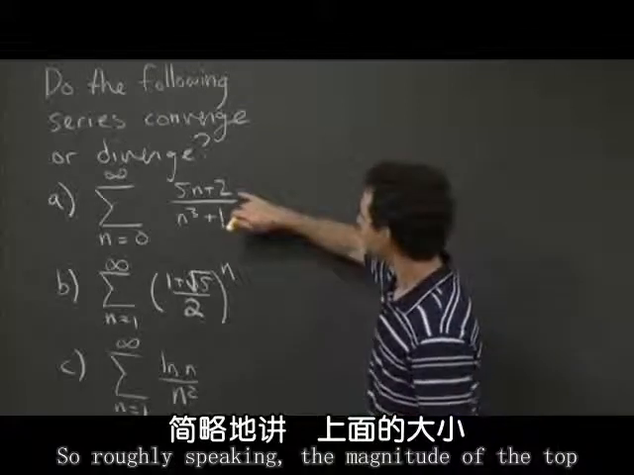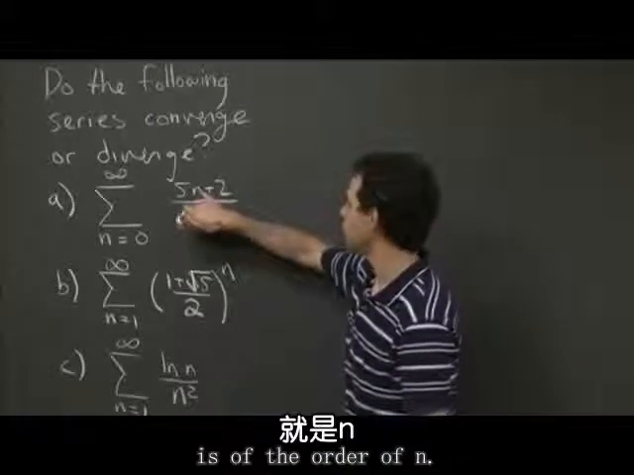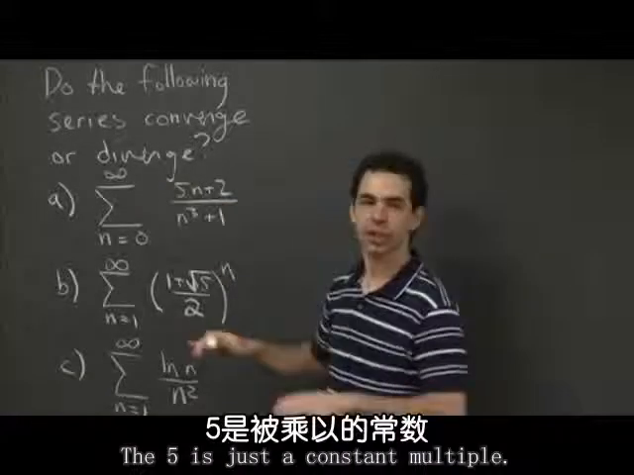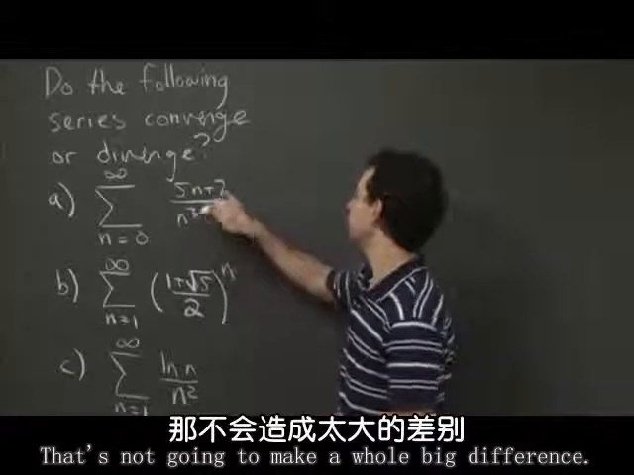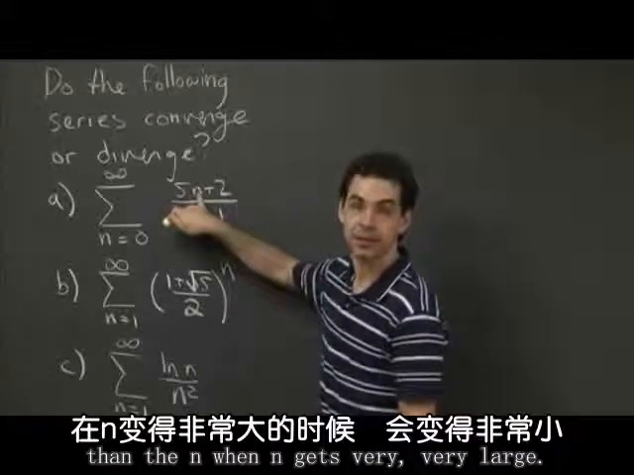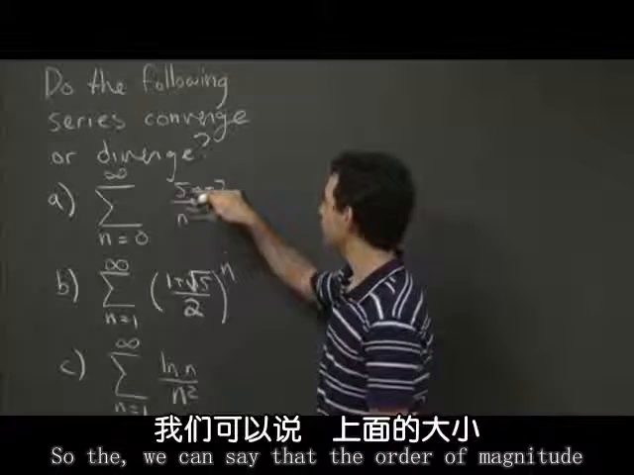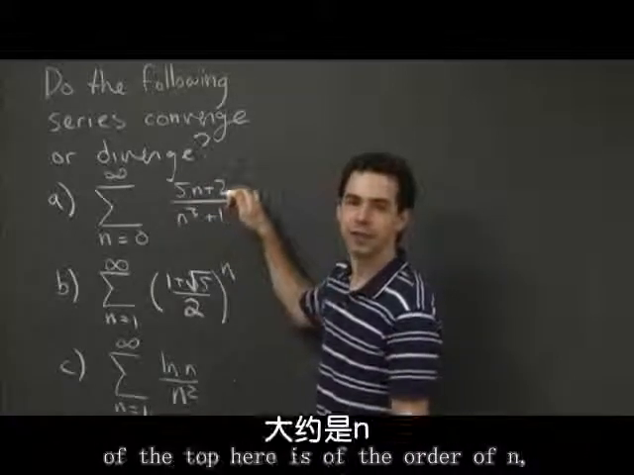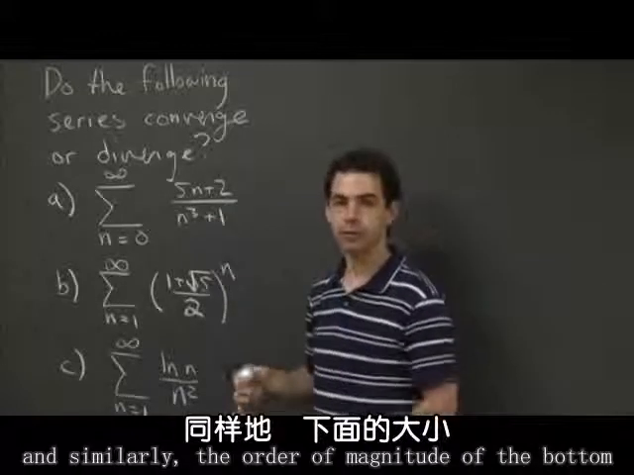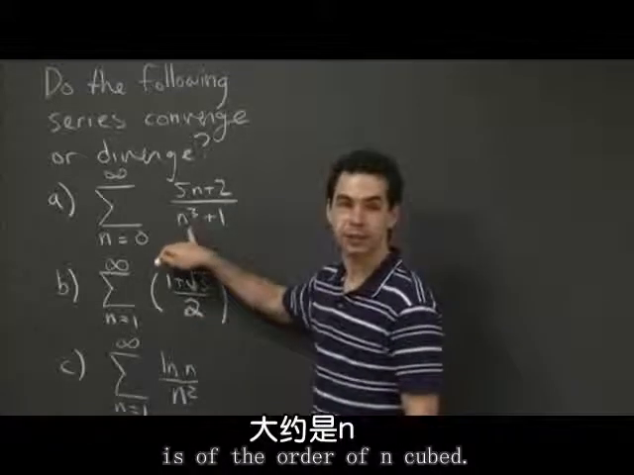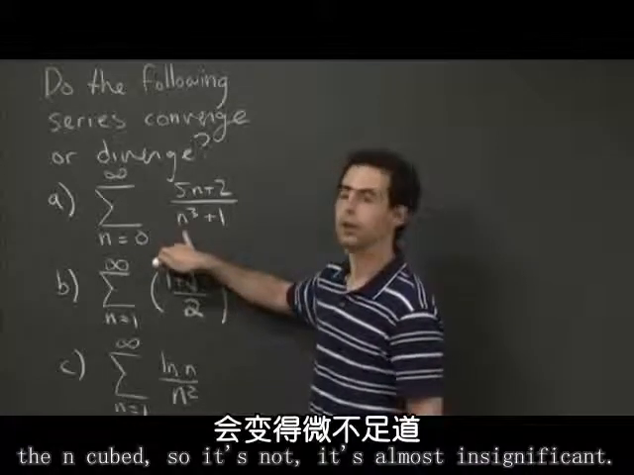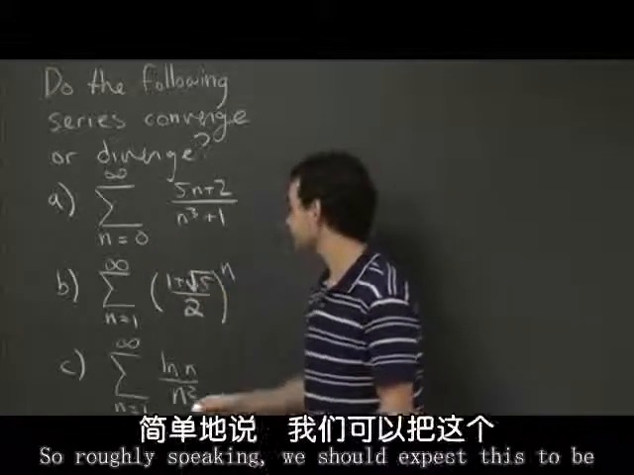Roughly speaking, the magnitude of the top is of the order of n. It's 5n. The 5 is just a constant multiple, that's not going to make a big difference, and the plus 2 is much, much smaller than the n when n gets very large. Similarly, the order of magnitude of the bottom is of the order of n cubed. The plus 1 is much smaller than the n cubed, so it's almost insignificant.